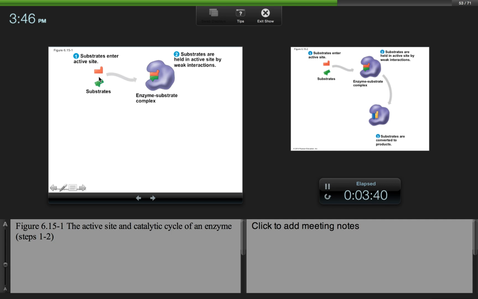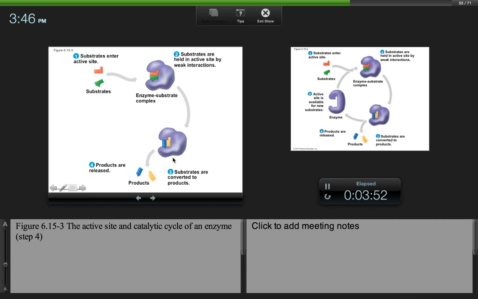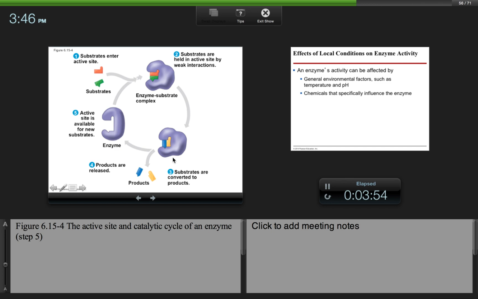Okay, so here we have our substrates, our reactants entering the active site. That forms the enzyme-substrate complex, and then those substrates or reactants get converted to product. The products get released, and then the enzyme gets reused.